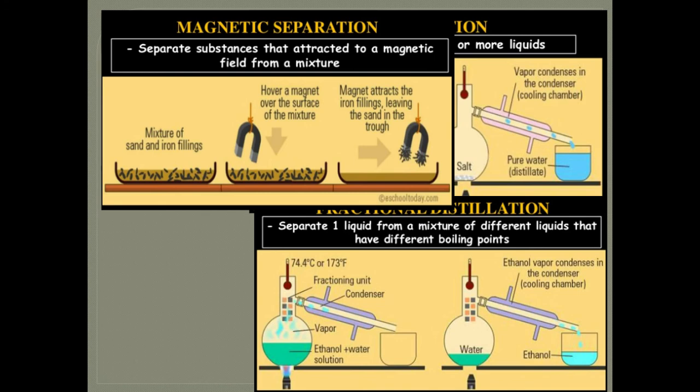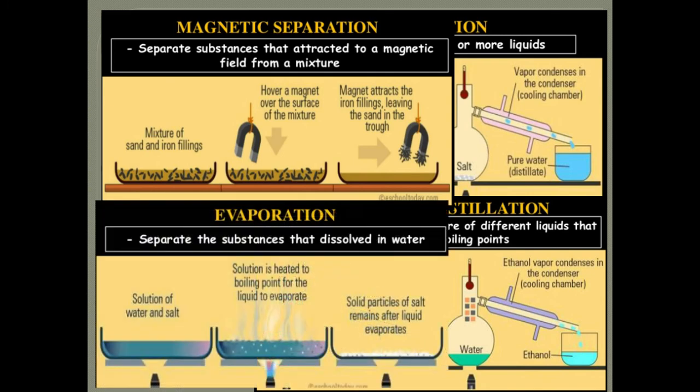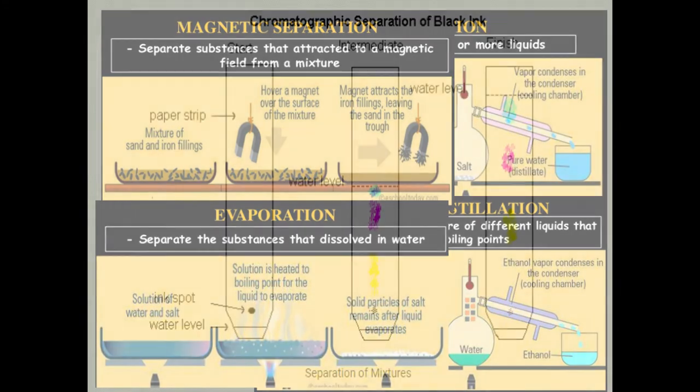And so we can use a magnet. If we have sand and iron mixed together, you can have our magnet over top and it will pick up all the iron. We can use evaporation to form crystallization. We can have our salt water, evaporate all of that out. The water just evaporates into the atmosphere and you're left with a solid salt. This is also known as crystallization.